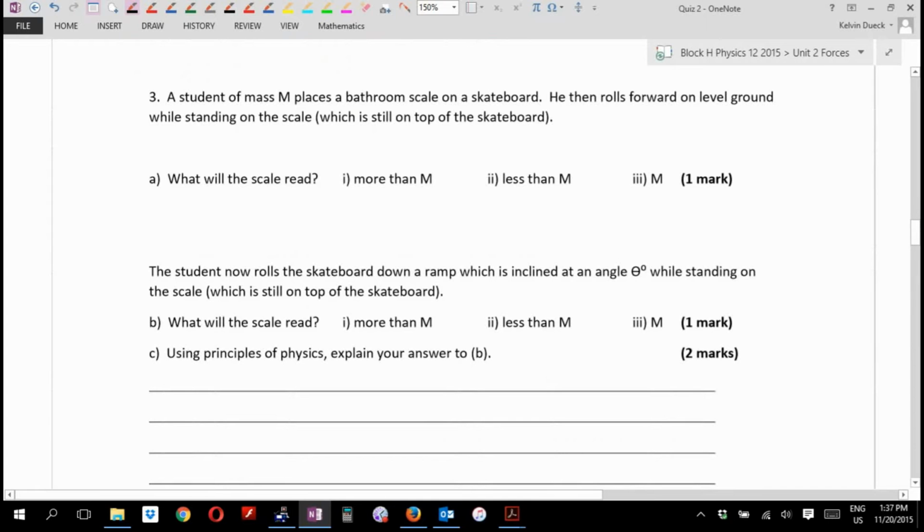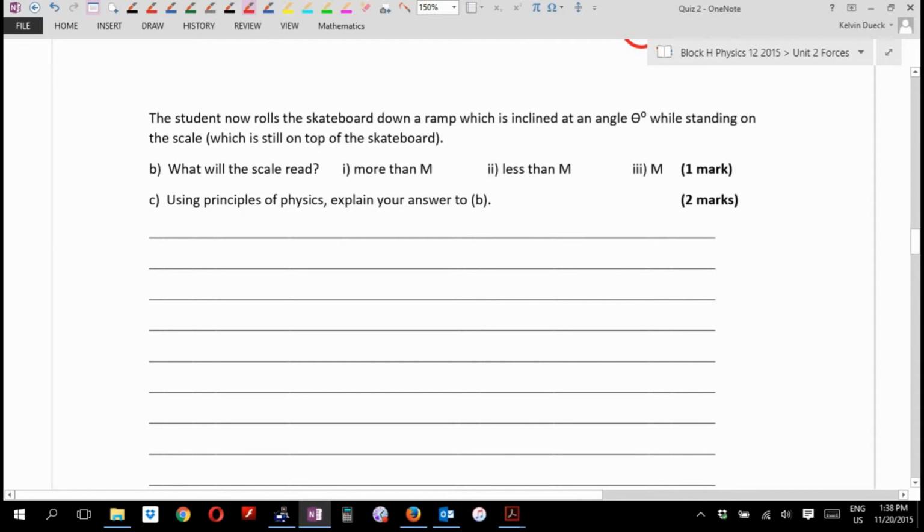I saw a number of you left this blank. By the end of this question, hopefully you'll go, really? So, a student of mass M places a bathroom scale on a skateboard. He then rolls forward on level ground while standing on the scale. So really this is asking what happens to the normal force. What will the scale read if you're rolling on a level ground skateboard? If you're rolling on a skateboard on level ground, what will the normal force read? I think just straight mg, or since it's in kilograms, the mass. 1 mark.